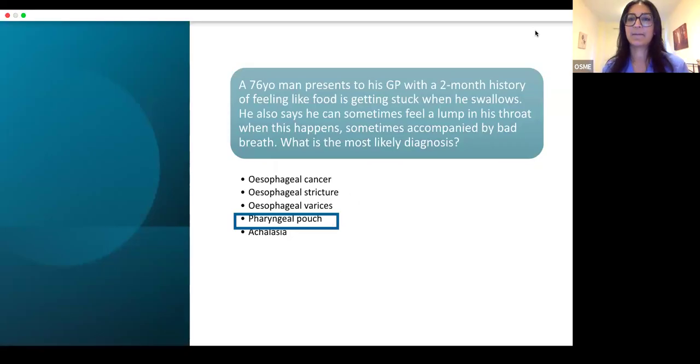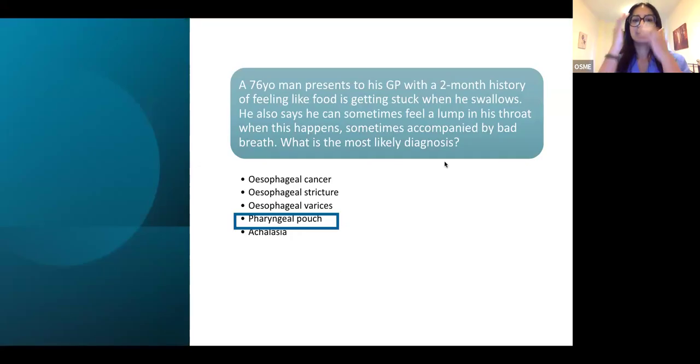Okay. So a 76-year-old man presents to his GP with a 2-month history of feeling like food is getting stuck when he swallows. He also says that he can sometimes feel a lump in his throat when this happens, which is sometimes accompanied by bad breath. What is the most likely diagnosis? So unfortunately, the answer on the screen is a pharyngeal pouch.